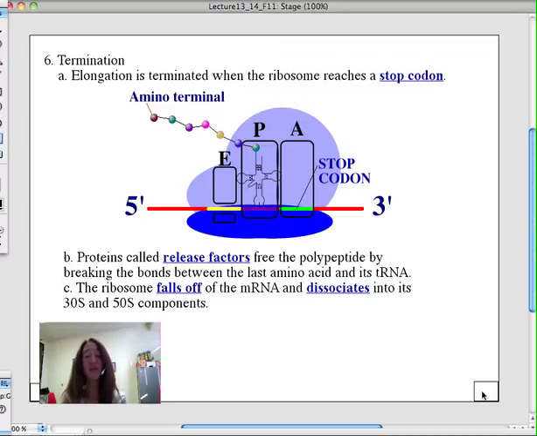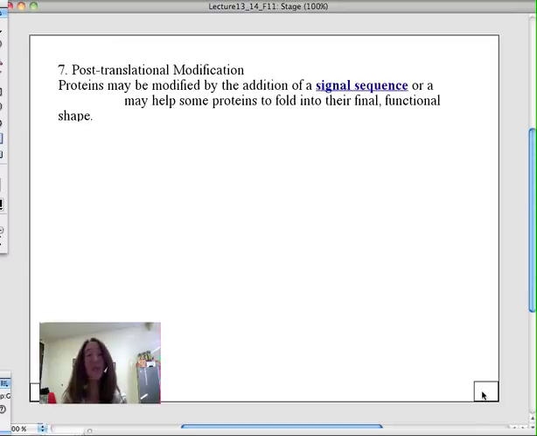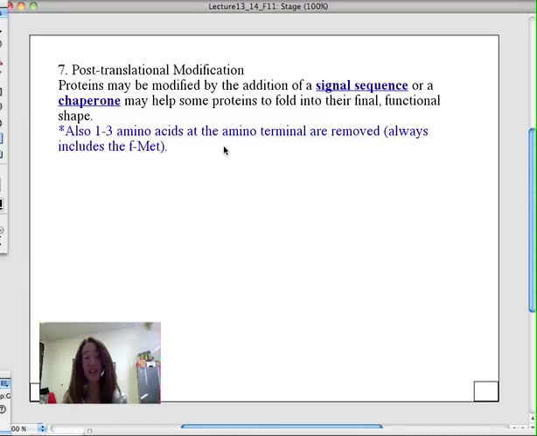There are other post-translational processes that can also occur. For example, a signal sequence might be added. Remember that that would be important for those proteins that would be exported via the sec machinery. Or we might see that a chaperone may come and help a protein fold. That's another protein that provides a safe kiva for folding of the protein. And finally, of course, we see cleavage of 1 to 3 amino acids at the amino terminus being removed, always including the N-formyl methionine. So most protein sequences that you read will not actually begin with the N-formyl methionine.